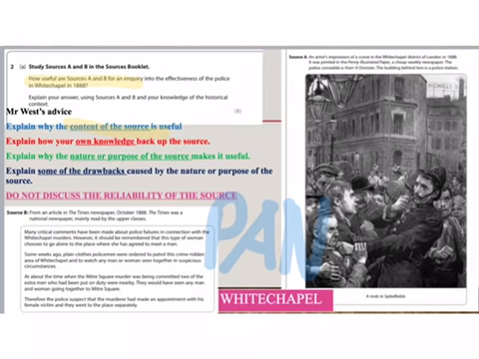Similarly with Source B, national newspaper intended to inform its readers about police measures being taken. So it suggests the case was seen to be of national significance. Again, where is it coming from? What is the purpose, authorship, and nature? You should always try and do that, okay? And then also, what do you know, the red target there? What do you know that could back up the source?